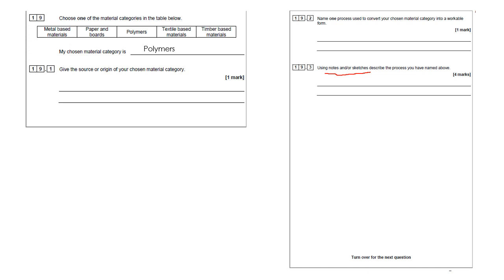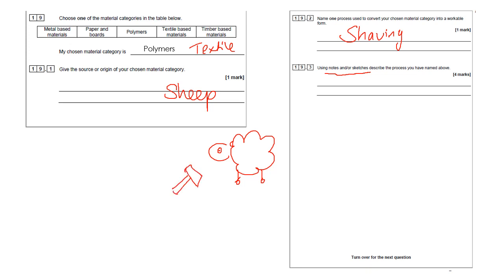You haven't learnt how woods are transformed into stock forms. You haven't learnt how metals are refined from their ores. You might have done in science, fair enough, but you haven't learnt how papers and boards are made, and you definitely haven't learnt how textile materials are made. So hilariously, what I've had in the past is I've had chosen material, textile, then I've had sheep, then I've had shaving, and then I've had someone draw a poor little fluffy sheep getting shaved by a farmer. Okay, please don't do this. Please, please don't do this.